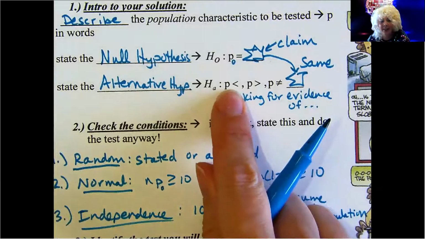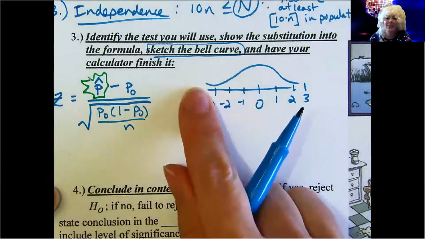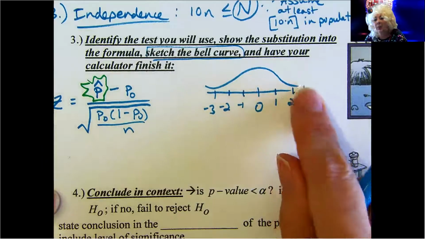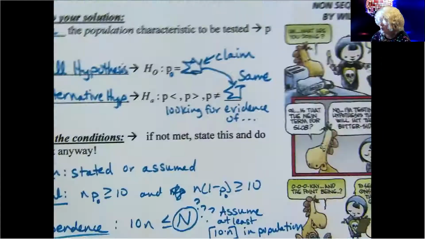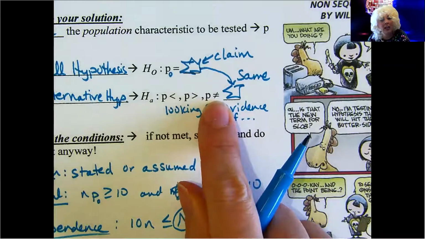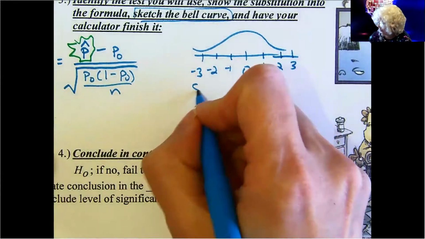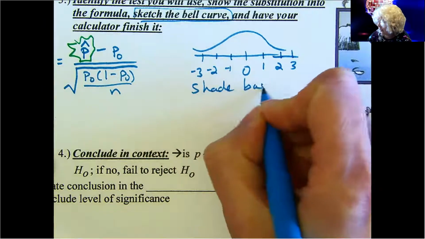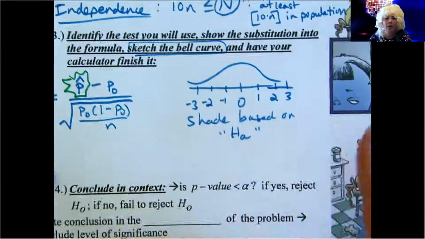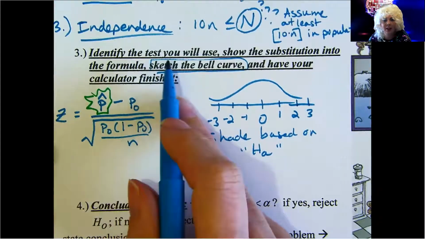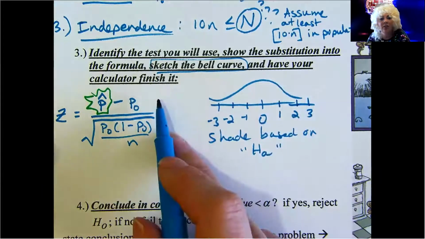If it's less than, then you would shade your bell curve on the left. If it was greater than, you'd shade it on the right. Shade it, shade. Why can't I say that word right now? If you choose does not equal to, that means you have to shade both sides of your bell curve. So you'll shade based on whatever symbol you put in the alternative. So identify the test you'll use, show the substitution into the formula, sketch the bell curve, and then you'll have your calculator finish it.